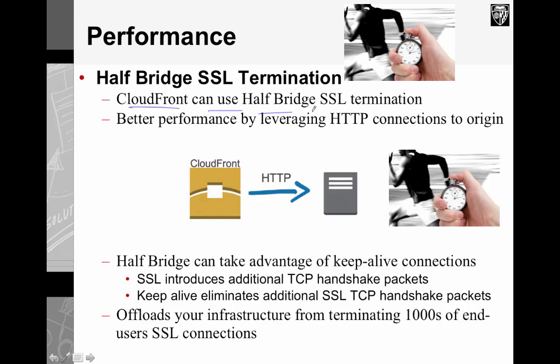CloudFront can use half-bridge SSL termination. It's one of the features that CloudFront has. It gives you better performance by leveraging the HTTP connections to the origin, because HTTP does not have as much overhead as HTTPS. And the half-bridge can take advantage of keep-alive connections between the CloudFront and the origin. So now we have double advantage. We can use TCP/IP keep-alive. We can use HTTP over HTTPS, which actually offloads several thousands of end users' SSL connections. That actually protects our origin server.